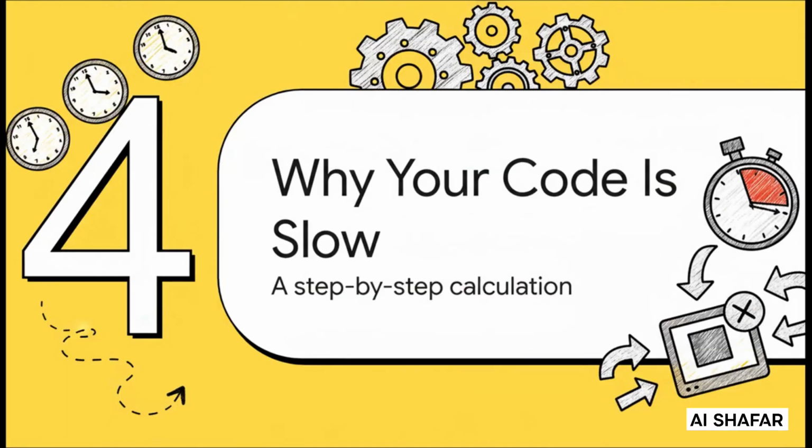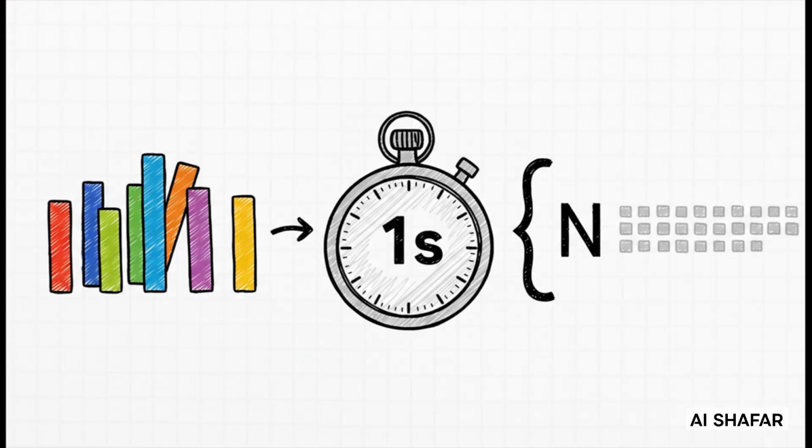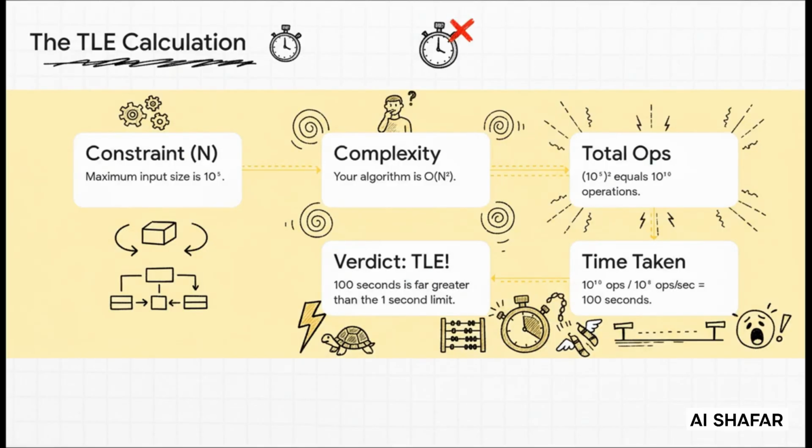So let's actually do this. Let's run through a quick example. We're going to calculate exactly why a certain approach would get a TLE, before we even write a single line of code. Okay, here's our mission. We need to sort a list. The problem says the time limit is 1 second, and the constraints say the list could have up to 100,000 elements. So our maximum n is 10 to the power of 5. So let's walk through the math. Our n is 10 to the 5th.